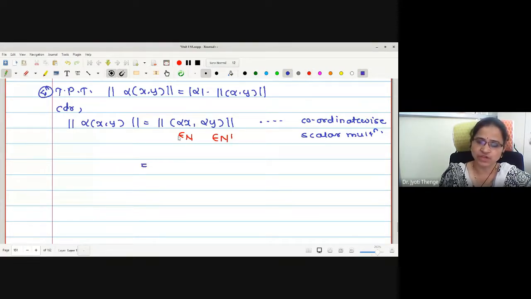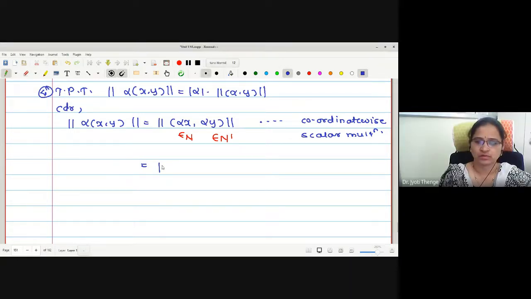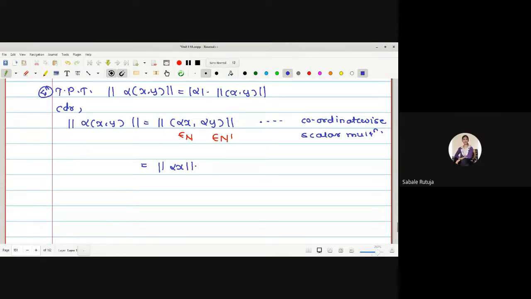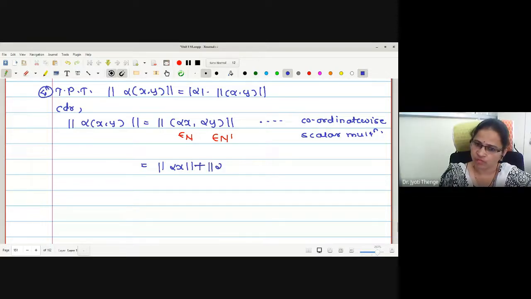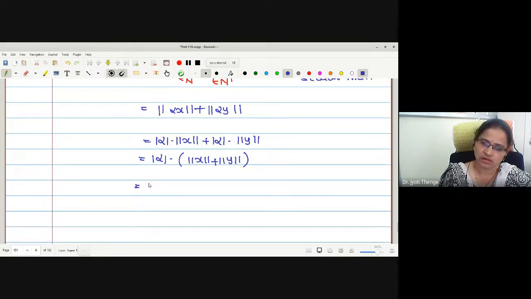Therefore, how can I use the definition? Yes, how can I use it? Norm of alpha x plus norm of alpha y. Very good. But again, these are themselves the normed linear spaces, N and N dash. Therefore, let us write the fourth property. Now take this mod alpha common. In the bracket we have norm x plus norm y, which is nothing but norm of this ordered pair (x, y).